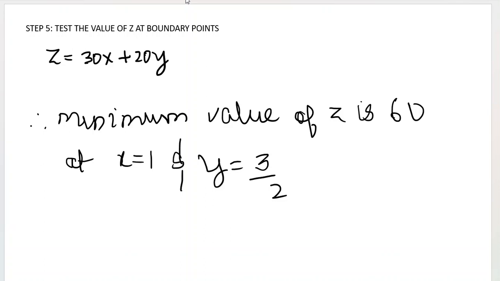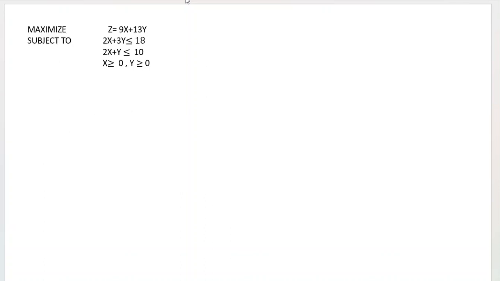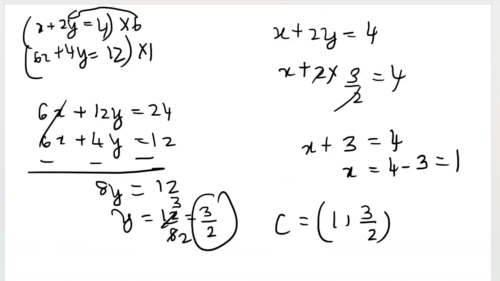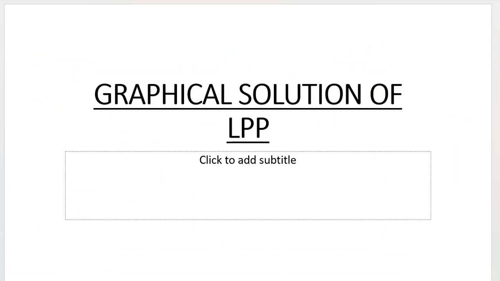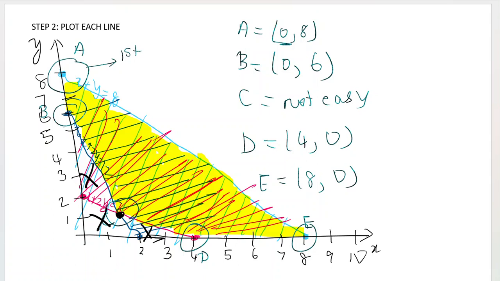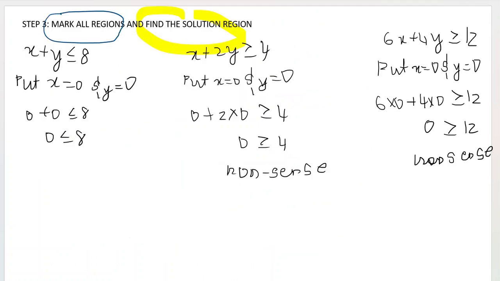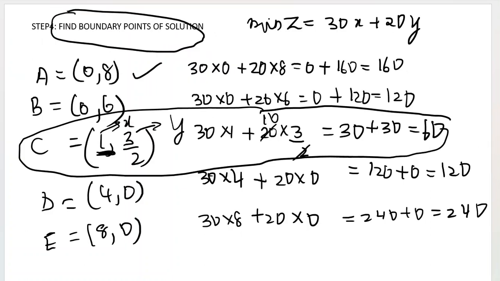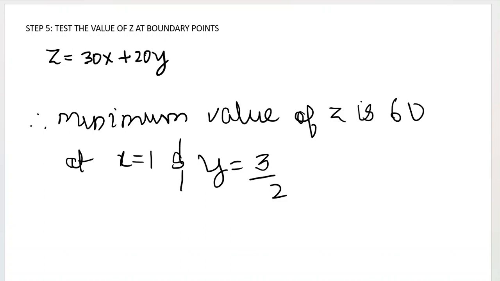So with this we finish with the LPP. Basically an LPP solution will involve 5 steps. All five steps are mentioned here. The first step is about converting inequality to equation and finding 2 points. Second step is plotting each line. Third step is marking all the regions and finding the solution region. Fourth step is finding the boundary points. And last is testing the value.